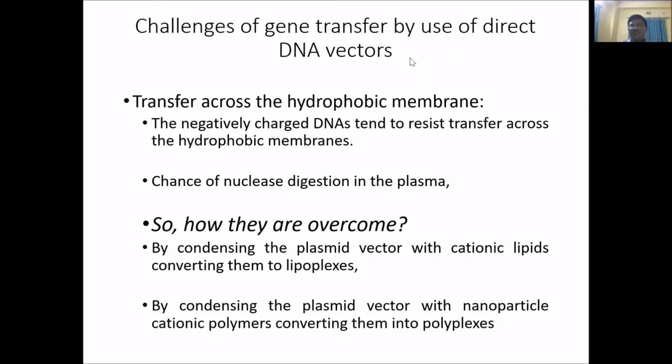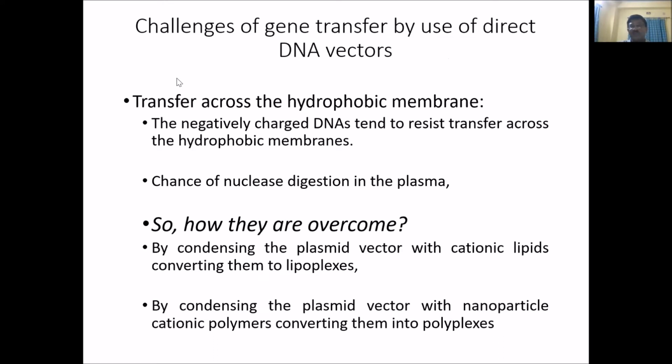Challenges mean that it cannot happen that I have introduced the DNA, or the therapeutic gene, and it will very merrily go into the body. Nobody will be attacking the genes. They will happily travel through the bloodstream and directly enter the nucleus. This never happens. They have to face several challenges.